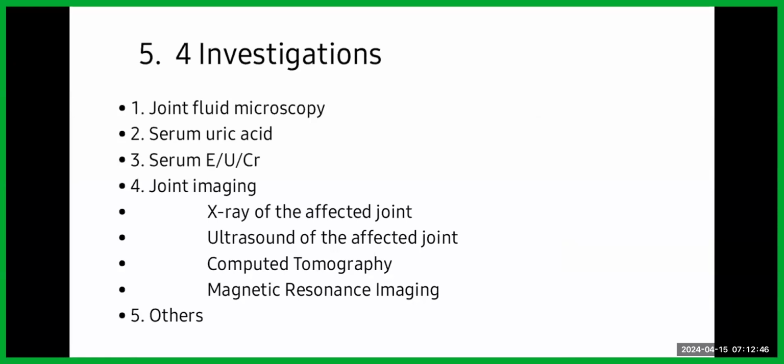Joint fluid microscopy is very, very important. It's one of the most important tests that we should do, and it is almost specific for gouty arthritis, in which we expect to see needle-shaped, negatively birefringent crystals, to differentiate it from other forms of crystal arthropathy, commonly pseudo-gout. Then uric acid.